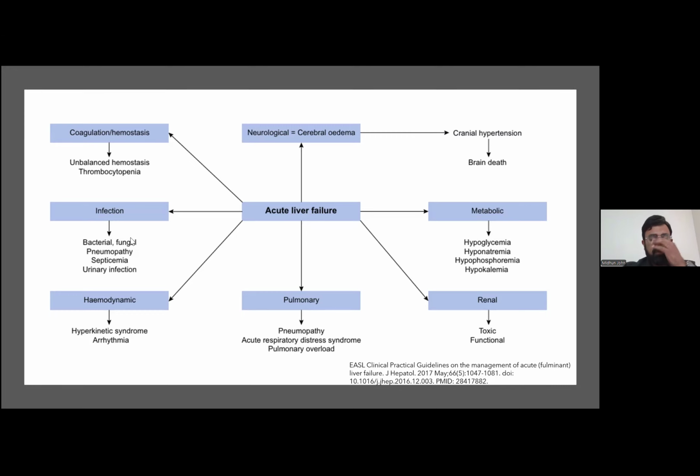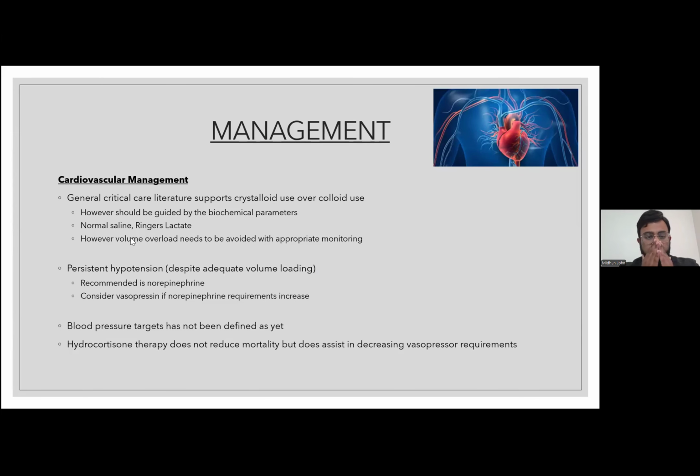From a hemodynamic point of view, it predisposes you to hyperkinetic syndrome and arrhythmias. Infection, like I mentioned, you're at a high risk of developing sepsis. And then the coagulopathy issues with our neurological are big things that we need to think about. So ESO, what they did is they went through each individual section and important points for us to take note when managing these patients. So the first one is our cardiovascular management.